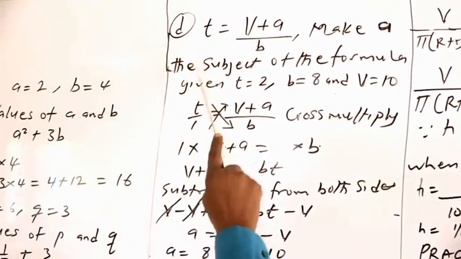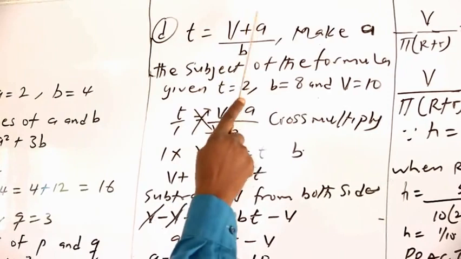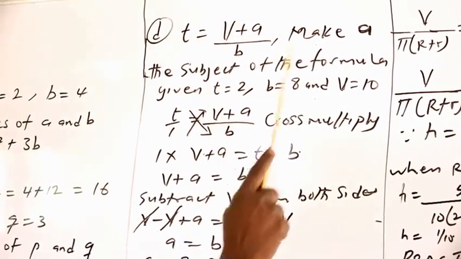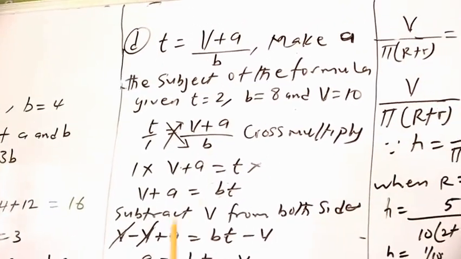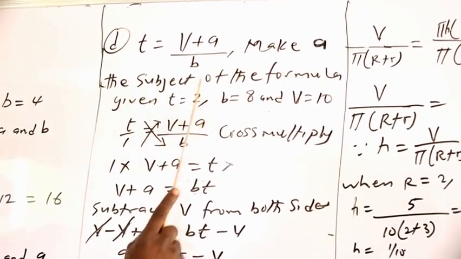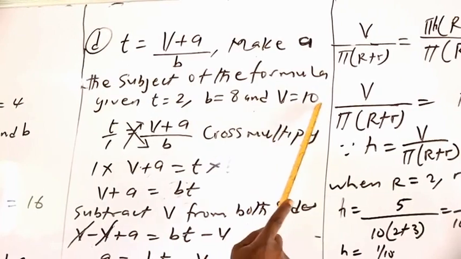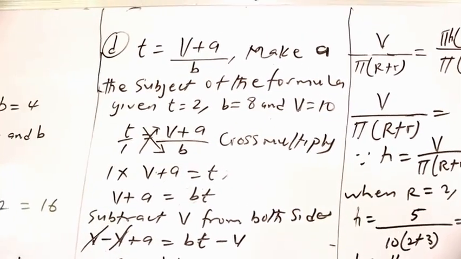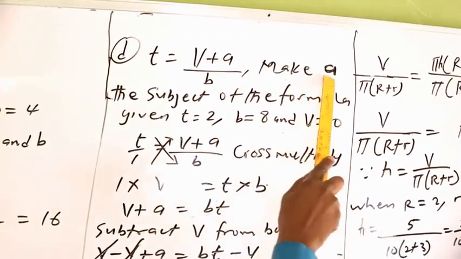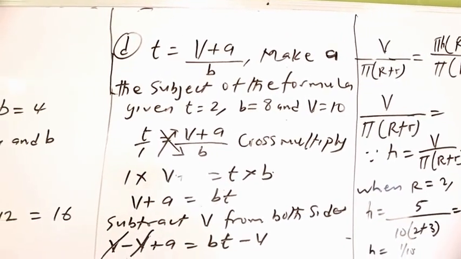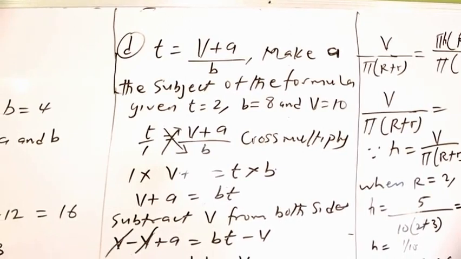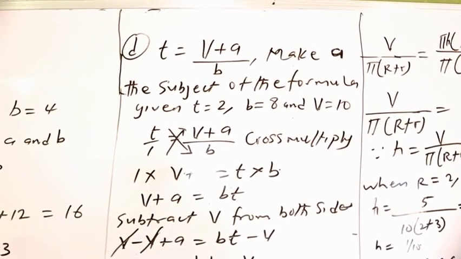This question says t is equal to v plus a over b. Make a the subject of the formula, given t is equal to 2, b is equal to 8, and v is equal to 10. The meaning of make a the subject of the formula is you want to make a stand on its own without any parasite. If it stands on its own, where do the other numbers move to?